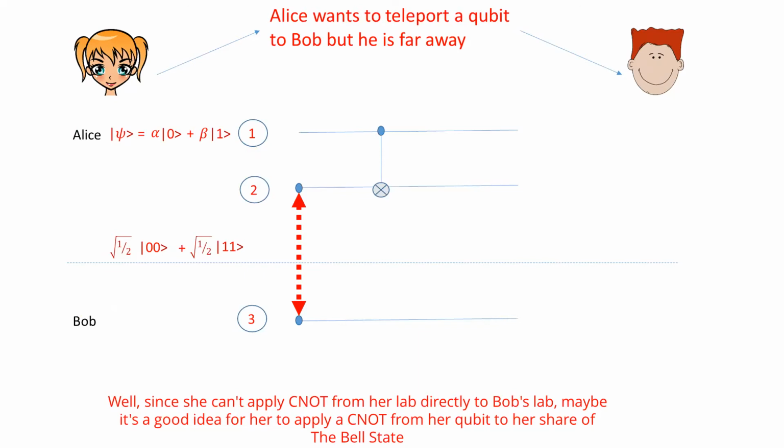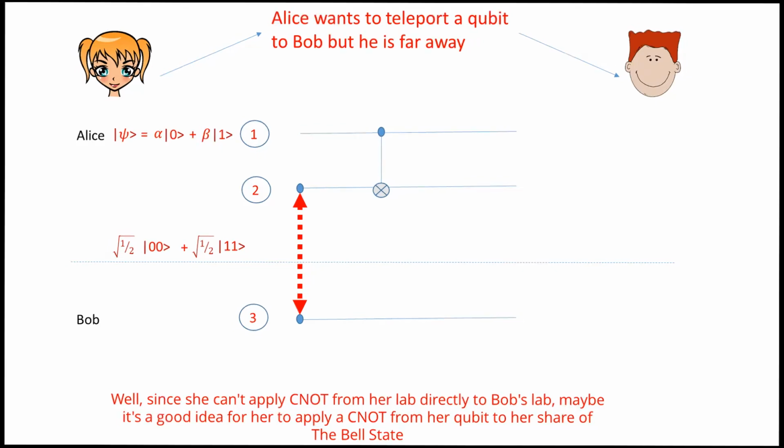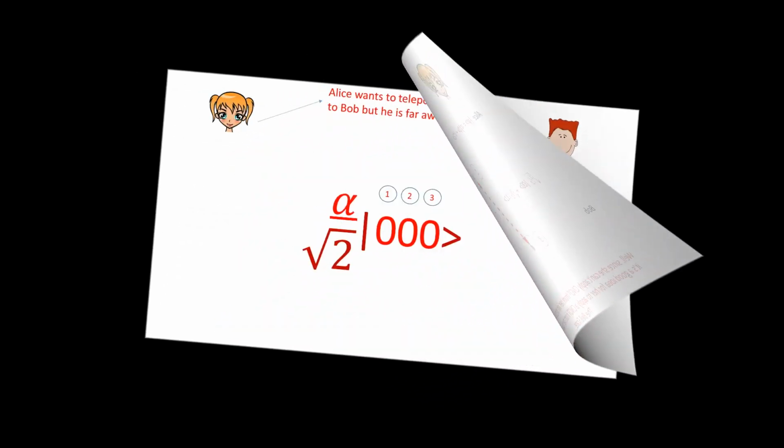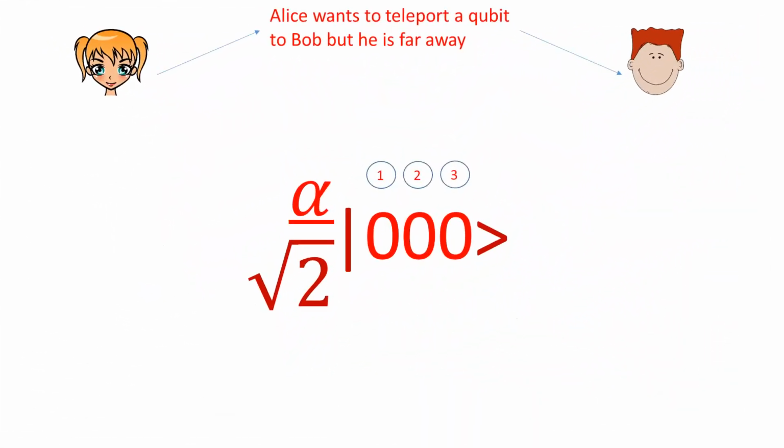Now, you can't entangle qubits that are millions of miles apart. You can't apply a C-naught to two qubits that are a million miles apart. But in her own laboratory, she can entangle the top qubit, which is qubit 1. She can entangle it with her part of the entangled pair. That's really the way it's done.